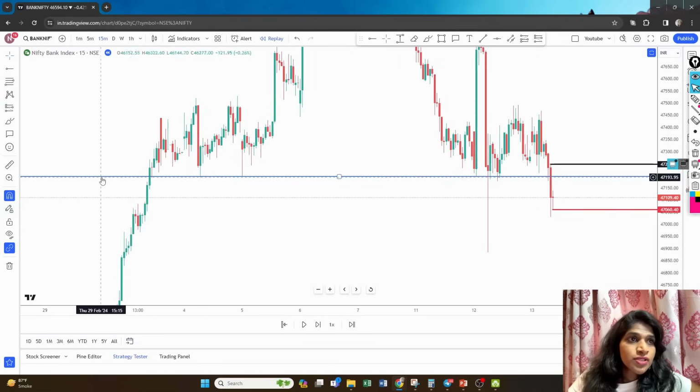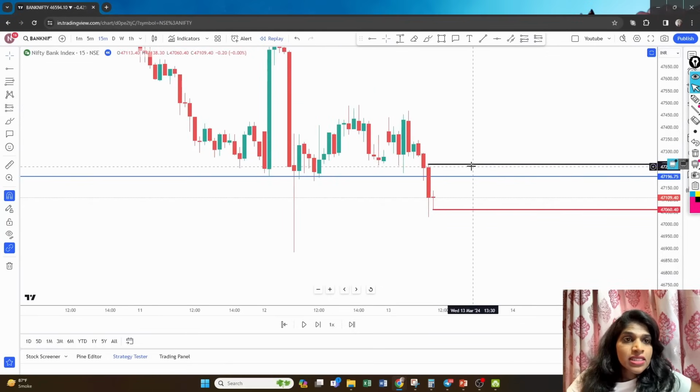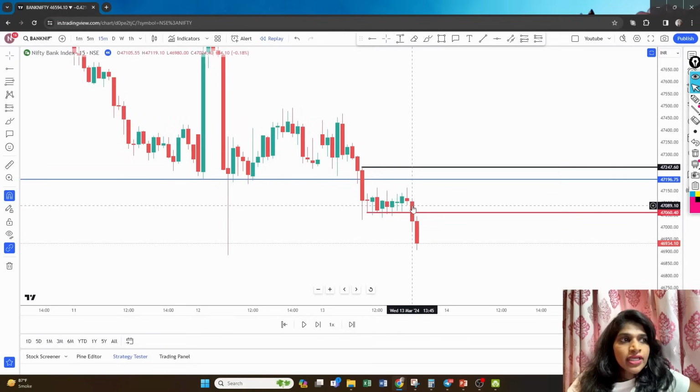Now why shorts? Because we know this support has been taken out. This support has been freshly broken, and the SL would be the high of this mother candle. So the entry is 47,060 and the SL would be 47,250. Now let's see what happens post that. We were not getting any follow through. This was our entry. Can you see this?